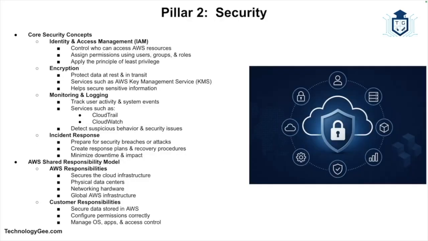Then there's pillar 2, and that is security. So security, this is probably the most talked about pillar, and for good reason. This pillar focuses on protecting your data, systems, and assets. And key concepts include identity and access management, encryption, monitoring and logging, and incident response. In AWS, this operates on a shared responsibility model where AWS secures the cloud or the infrastructure, and you secure whatever you put in the cloud.